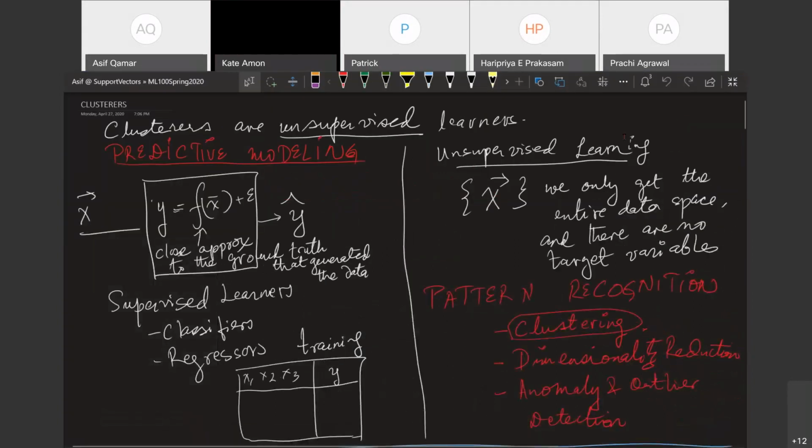The last time we started covering clustering. Clustering is an unsupervised learning exercise. It's a part of pattern recognition. This is quite different from predictive modeling.